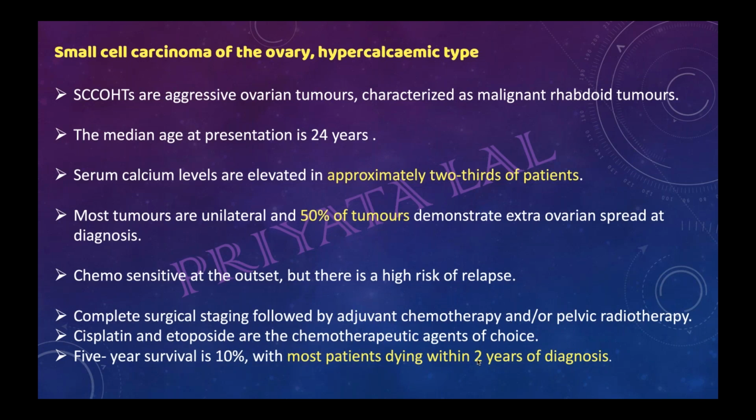So just remember, these are aggressive tumors. Median age of presentation is 24 years. Serum calcium levels are high in two-third of the patients. They are unilateral, but extra-ovarian spread is present at the time of diagnosis in 50% of the patients. Very high risk of relapse. Treatment will be surgical staging followed by chemo or radiotherapy also. But the 5-year survival is 10%, and most of the patients will die within 2 years of diagnosis. You may get any question from this. This much knowledge about this is enough.